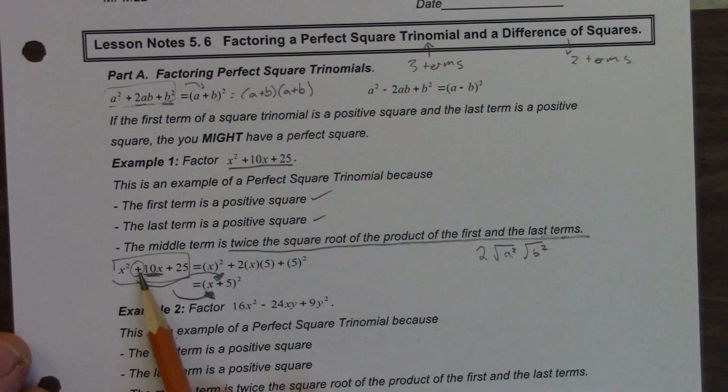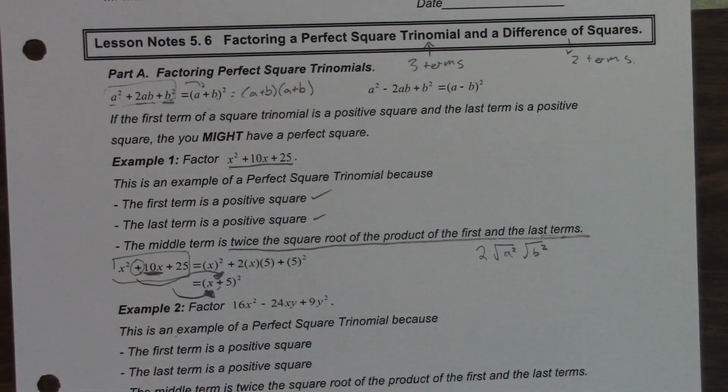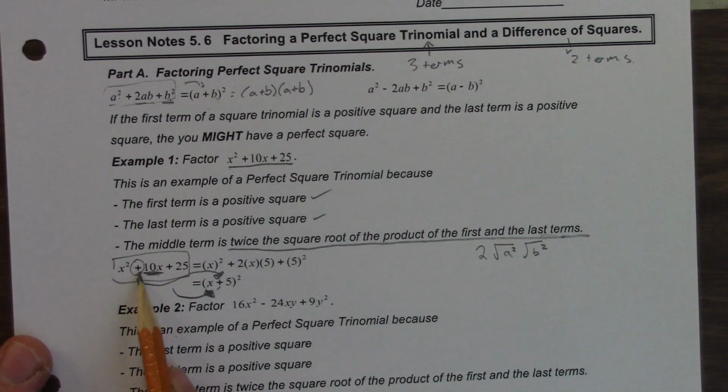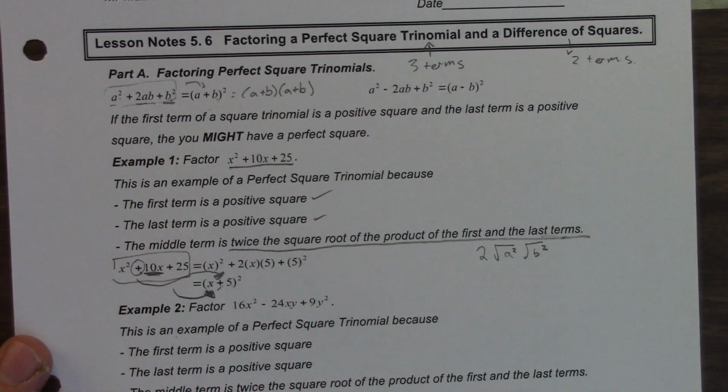That sign, whatever it is, if it's positive or negative, goes right in the middle. That's it. You don't have to remember that 25 is negative 5 times negative 5, or 5 times positive 5, as Con was saying. Just take that sign, put it in the middle.